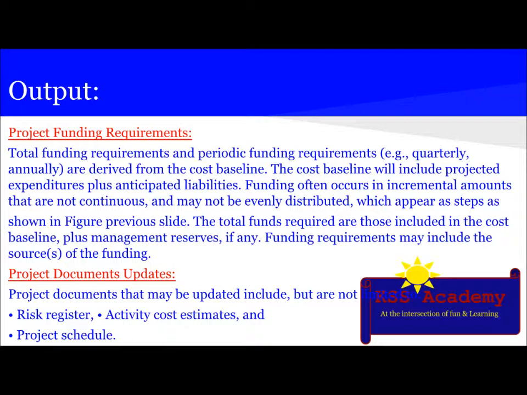And the next output is obviously the project document updates. So the involved project documents are risk register, activity cost estimates, and project schedule.